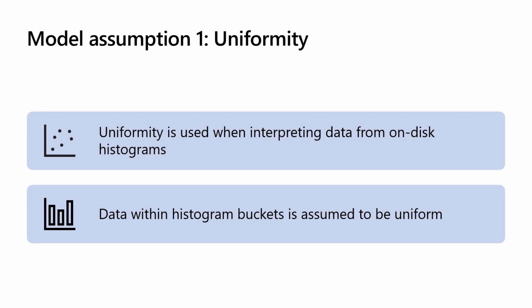Let's start with model assumption number one, uniformity. Uniformity basically means that we look at data within a histogram bucket or step and assume that within that step, the data is uniformly distributed at an average rate for that bucket. So we use it when interpreting data from on-disk histograms.